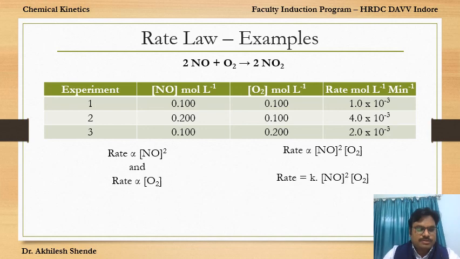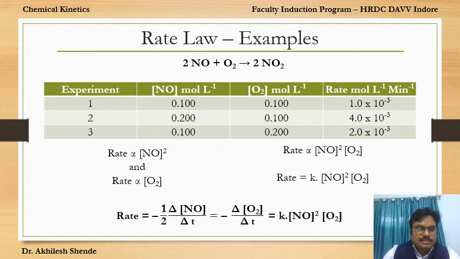If we combine both the results, then we can write this equation. Rate is directly proportional to the concentration of NO to the power 2 and concentration of O2, or rate is equal to K into concentration of NO to the power 2 and concentration of O2. We can also write the rate of reaction is equal to minus 1/2 del NO by del t is equal to del O2 by del t is equal to K concentration of NO to the power of 2 and concentration of O2.